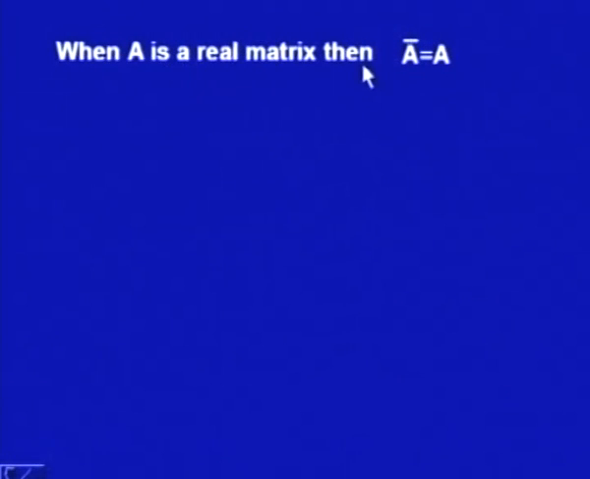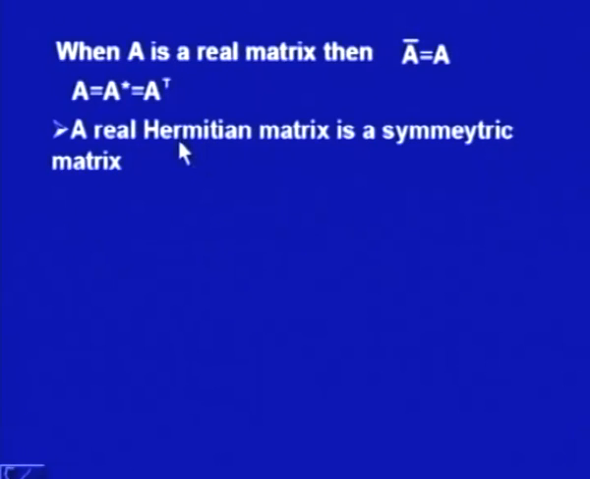And from this one can also derive that when A is a real matrix, then A bar is equal to A, since the conjugate of a real number is the number itself. So, since A bar is equal to A, this A star will reduce to A transpose. So, when A is a real matrix, A is equal to A transpose for the matrix to be Hermitian, and this means a real Hermitian matrix is a symmetric matrix.